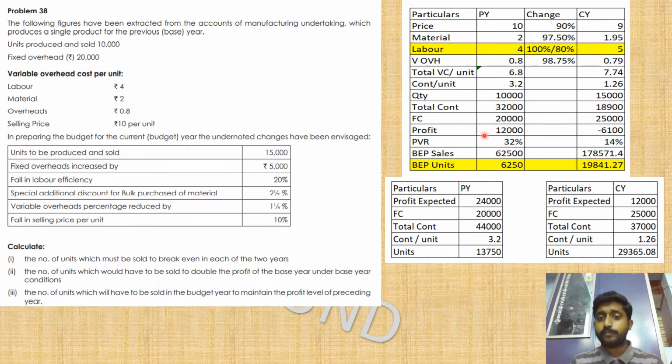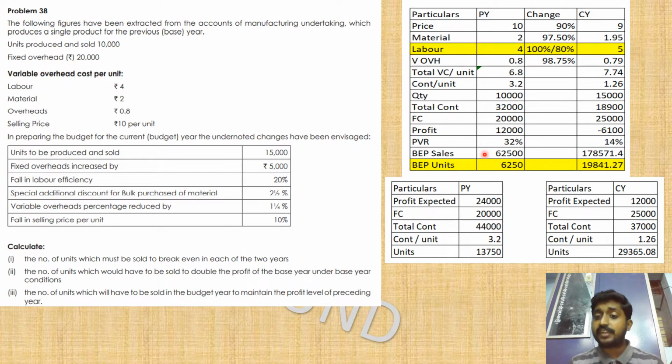And we all know, fixed cost divided by PV ratio is going to be the break even point sales. So PV ratio has to be found. What is PV ratio? It is nothing but the contribution margin. Contribution divided by sales is called the PV ratio. So we have found the PV ratio, and fixed cost divided by PV ratio, we can find the break even point sales, but this is in rupees.